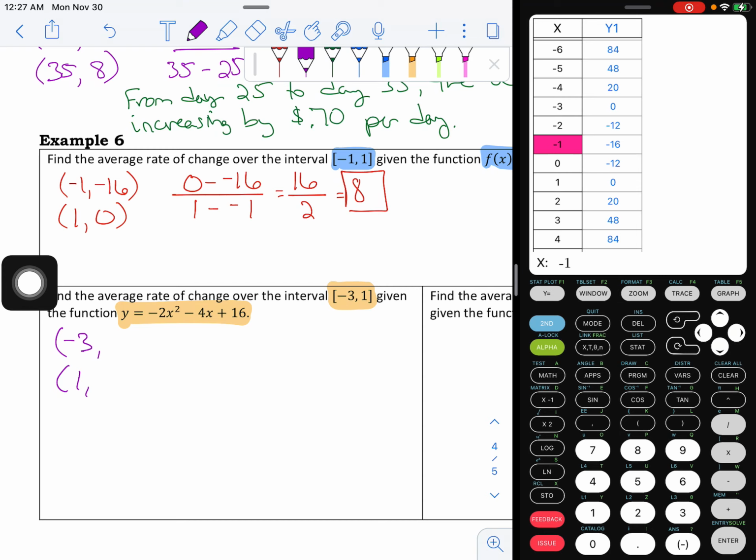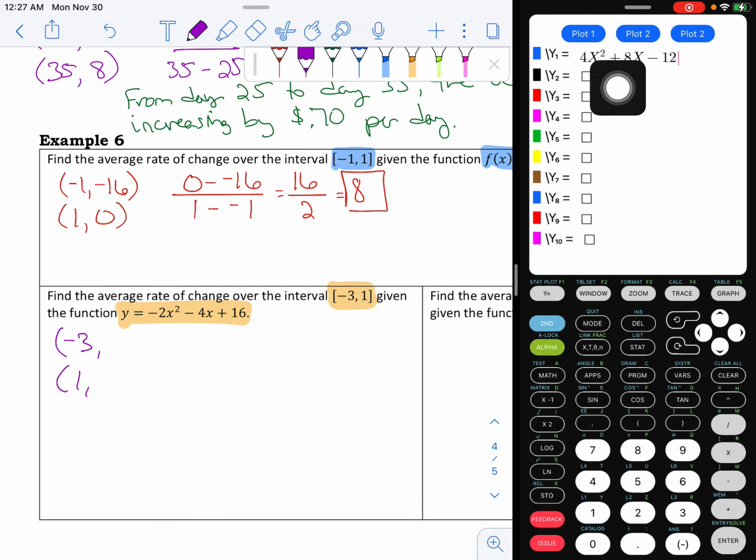So what I'm going to do on my little calculator here, I'm going to hit y equals. I am going to clear out this current function, so I'm just going to hit clear, and then I'm going to type in the new function: -2x squared minus 4x plus 16.